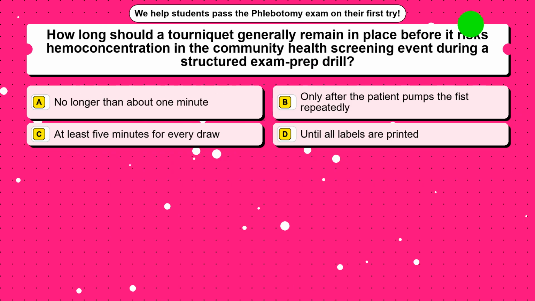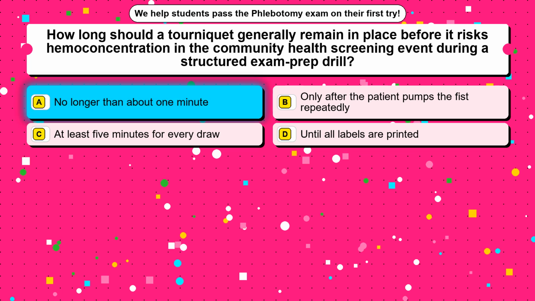Question 24. How long should a tourniquet generally remain in place before it risks hemoconcentration in the community health screening event during a structured exam prep drill? Option A. No longer than about 1 minute. Option B. Only after the patient pumps the fist repeatedly. Option C. At least 5 minutes for every draw. Option D. Until all labels are printed.